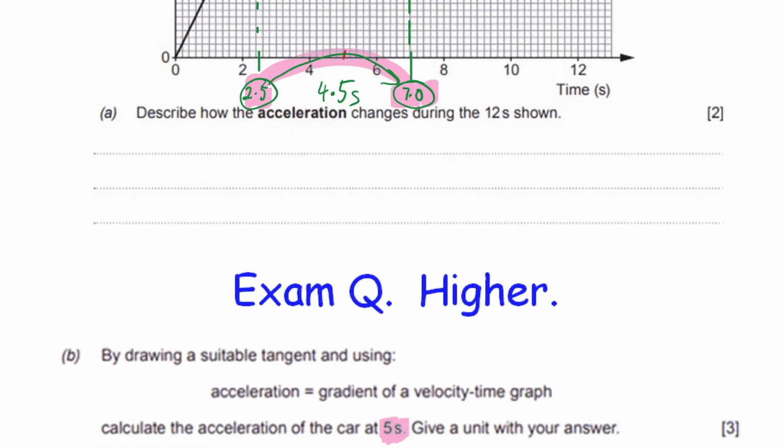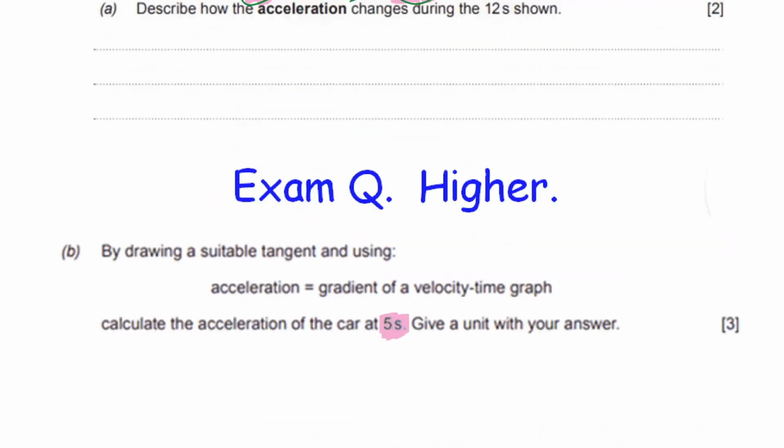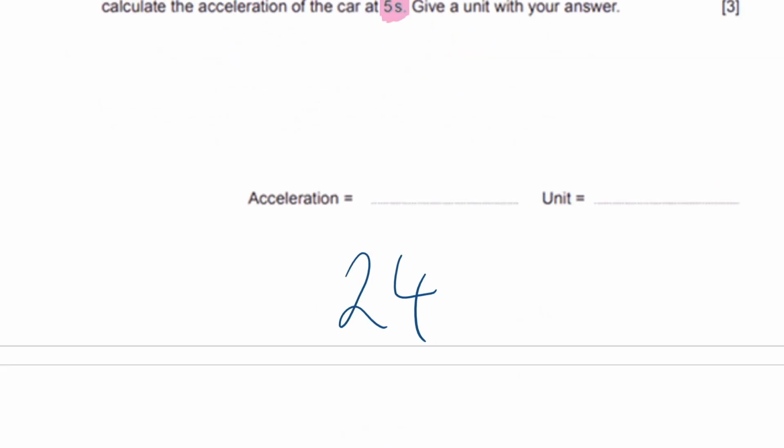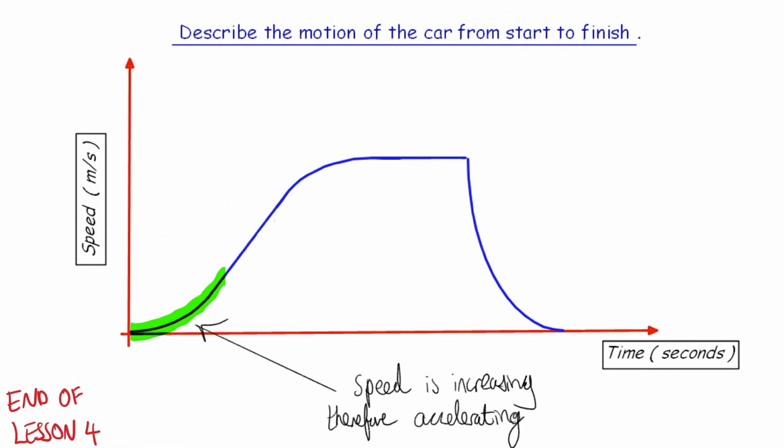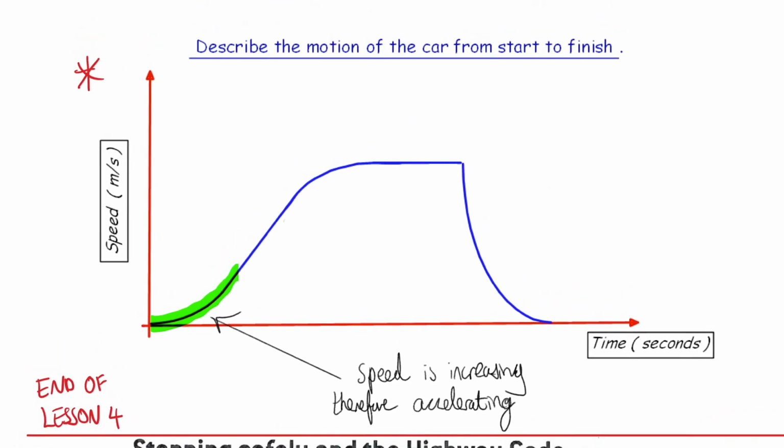All that's left to do for you is then complete higher tier, complete part B, and on the top of page 25. Quick task there. I've made a start. All I want you to do is to annotate this graph. So take the different parts of the graph and explain what's happening. Make sure you complete the assessment for this lesson, lesson 4, and see you next time.